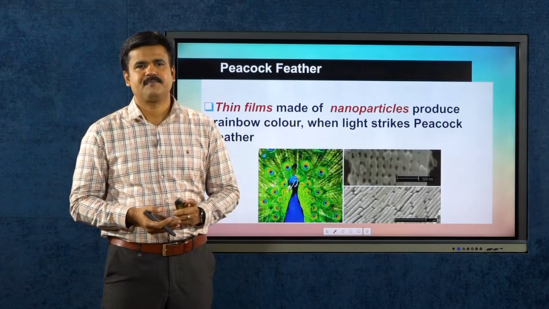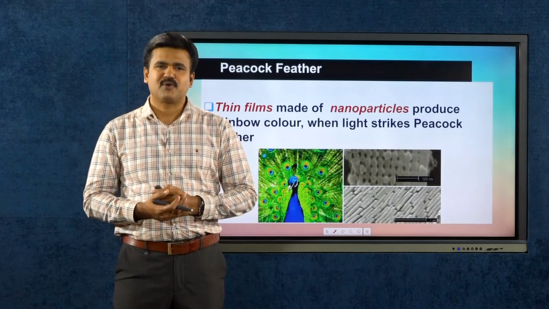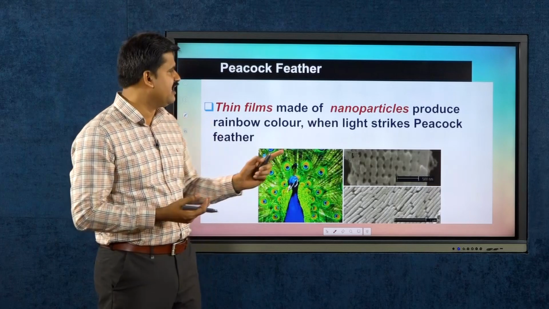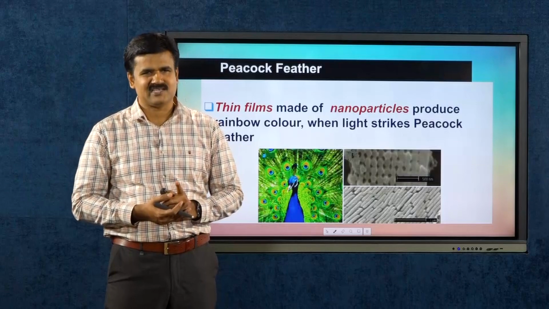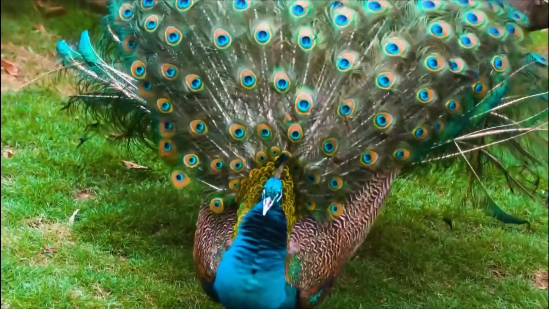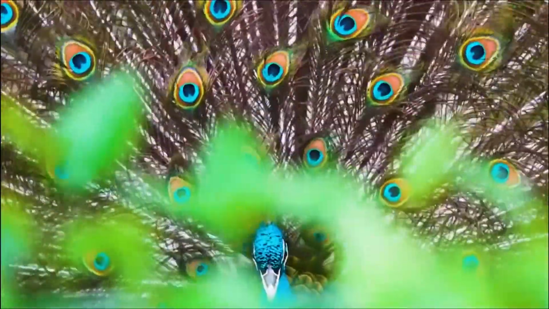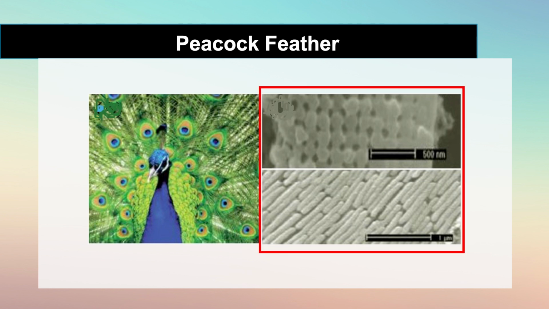Now, thin films made up of nanoparticles produce rainbow colors, different iridescent colors, when light strikes this organism, that is our peacock. Peacock feather is very famous for its beautiful color, and that beautiful color is attributed to the presence of nanoparticles which are arranged in the form of a thin film. This is the scanning electron micrograph image of that peacock feather.